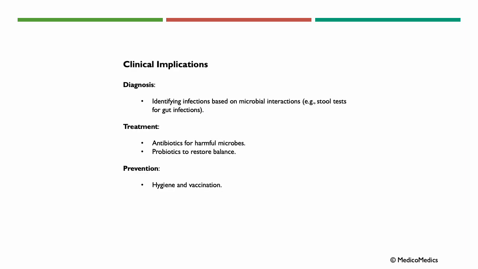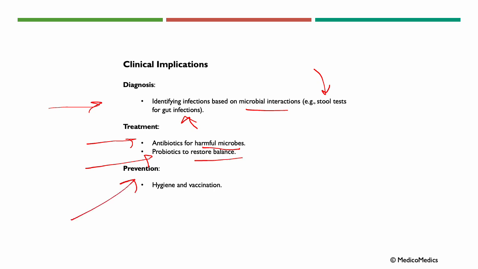Now, briefly, some clinical implications then. Diagnosis. So, identifying infections based on microbial interactions like stool tests for gut infections. Antibiotics for harmful microbes. We use probiotics to restore balance. And of course, a key way to prevent all of this is vaccination and hygiene. So antibiotics would fall under treatment, more specifically. Probiotics would fall under preventive measures.